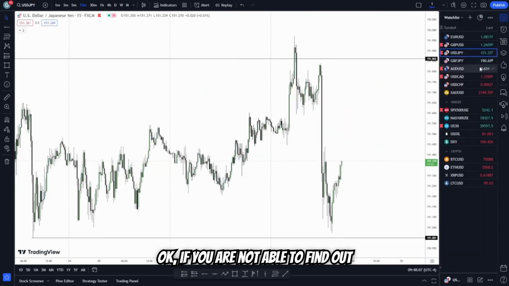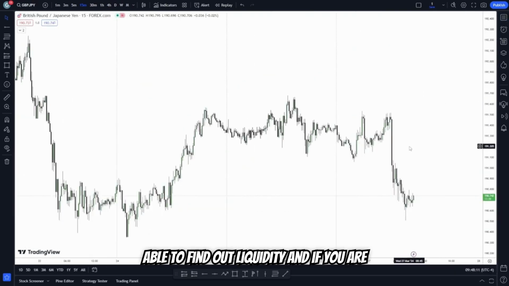Okay, if you're not able to find liquidity, and if you're not able to understand the narrative of retail traders, if you don't know what supply and demand is, what a trend line is, then how will you do the opposite of it? Okay, so you should know about that. What's the retail approach?